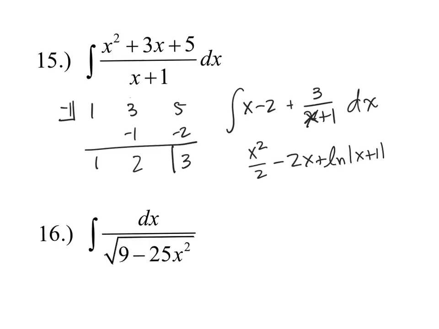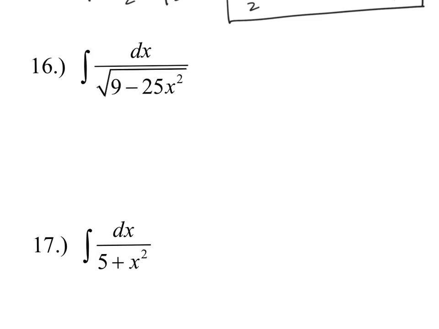I think I'm going to have to erase. Let me rewrite that. Remember, we pulled the 3 out front, so this would be plus 3 times the natural log of the absolute value of x plus 1, and then don't forget your plus c.